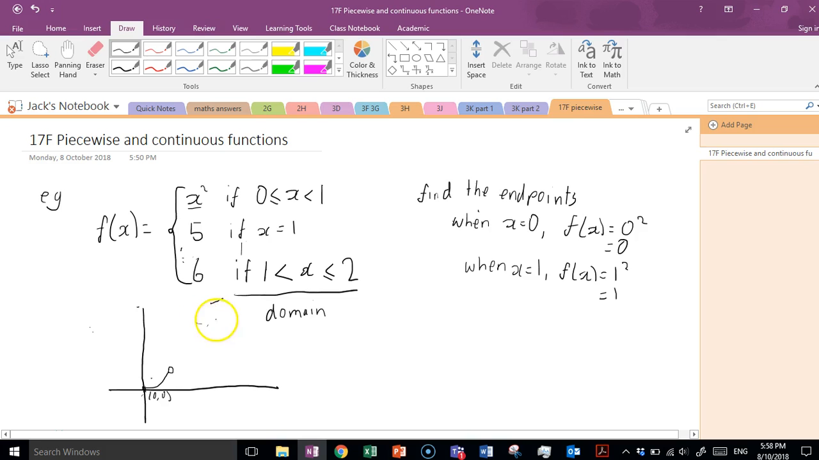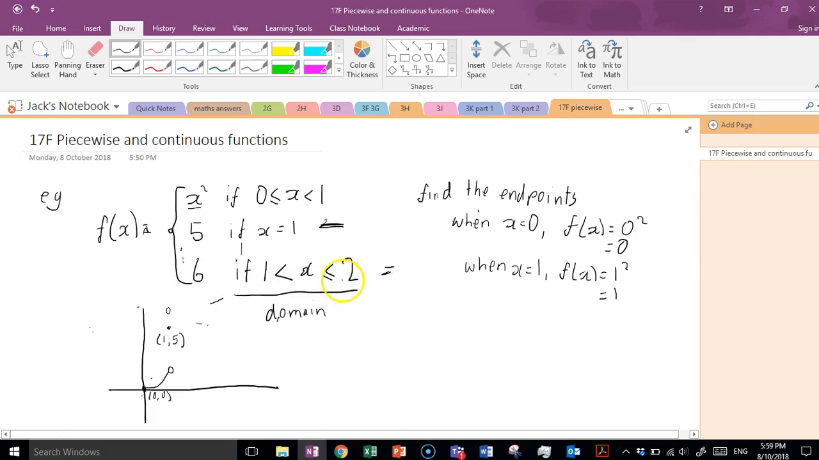So when x is equal to 1, not less than 1, f of x is equal to 5. Okay, so that's at the point (1, 5), looking at this section here. And the final part, between 1 and 2, at 1, y is equal to 6, so we've got another point there which is an open circle to start off the third section of the graph, looking here.